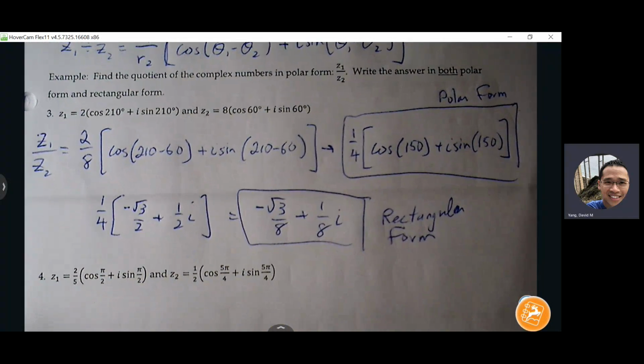All right, number 4, same idea. It's just that now we're having to deal in terms of radians.